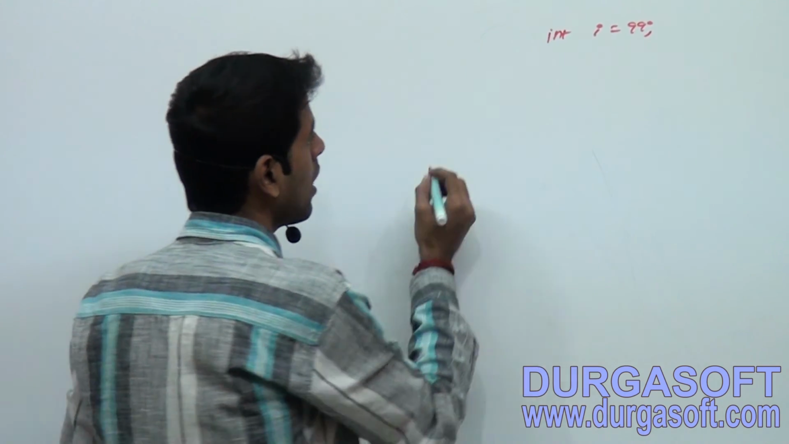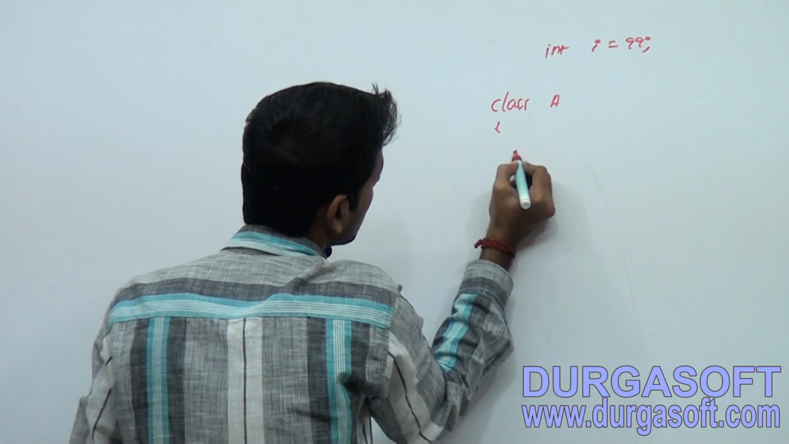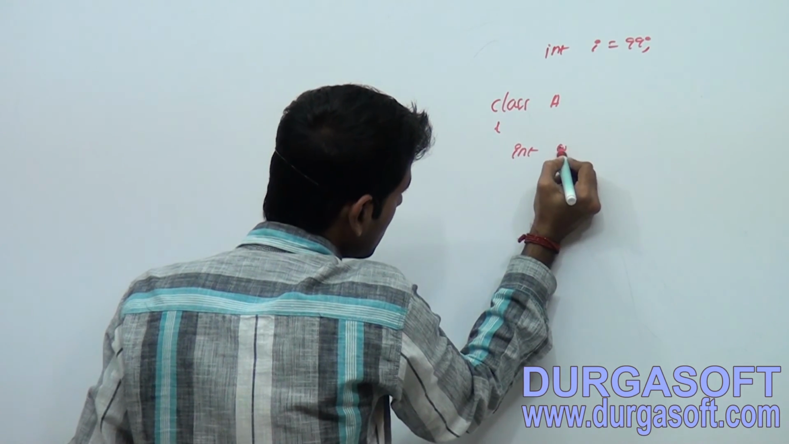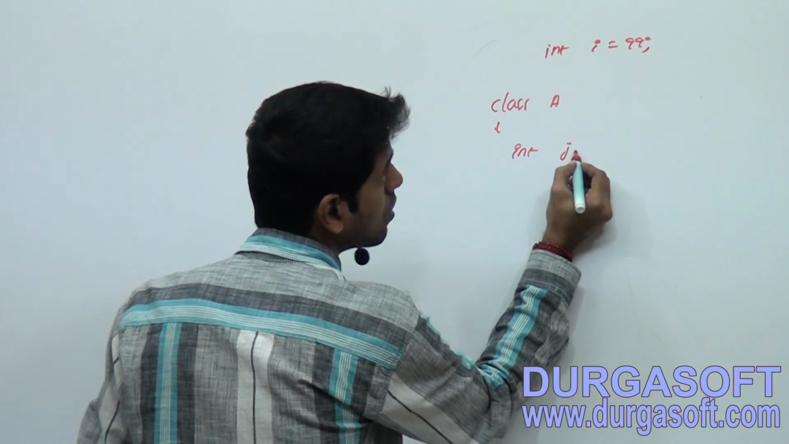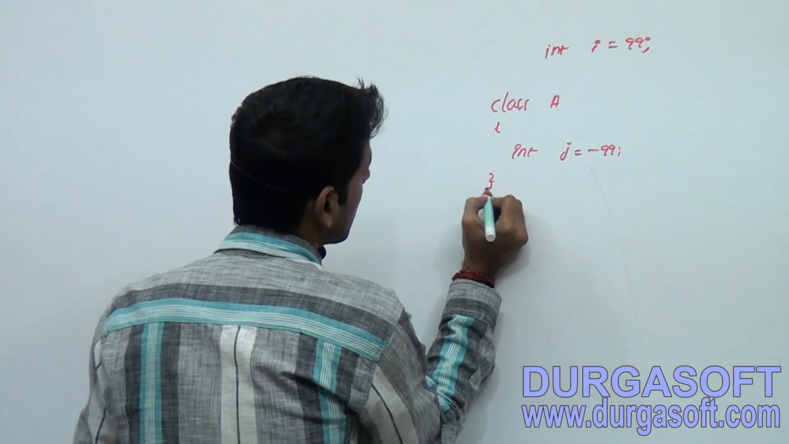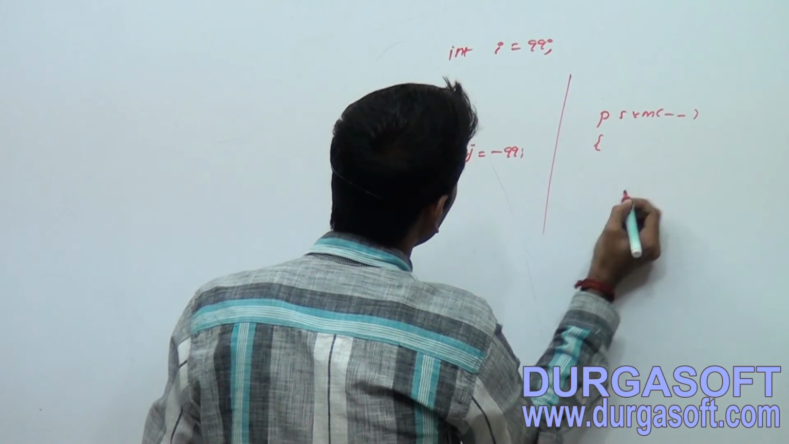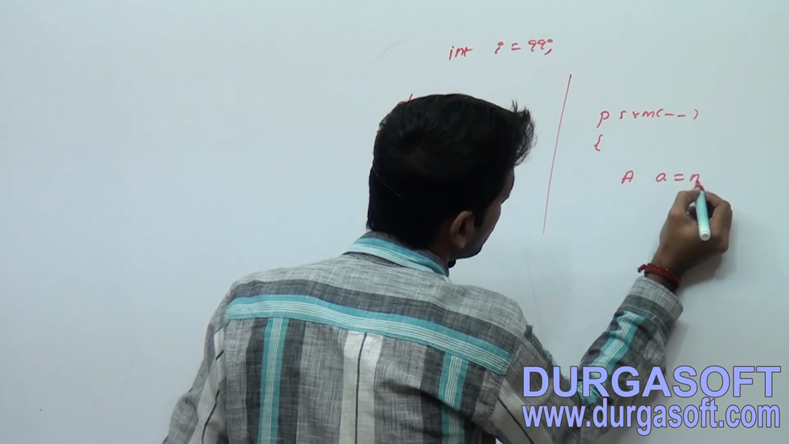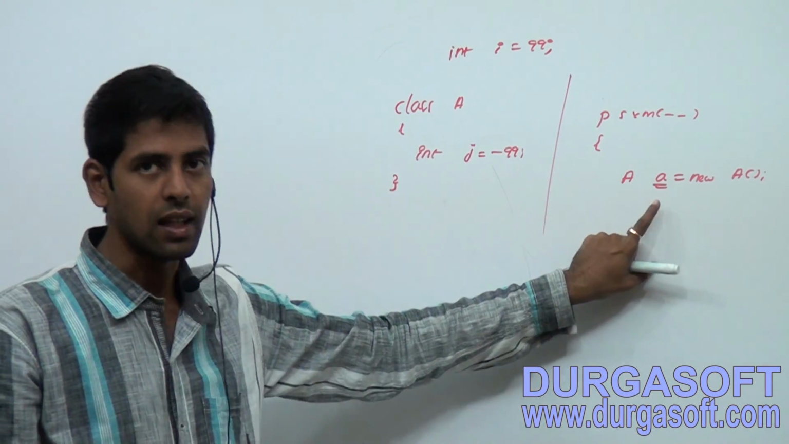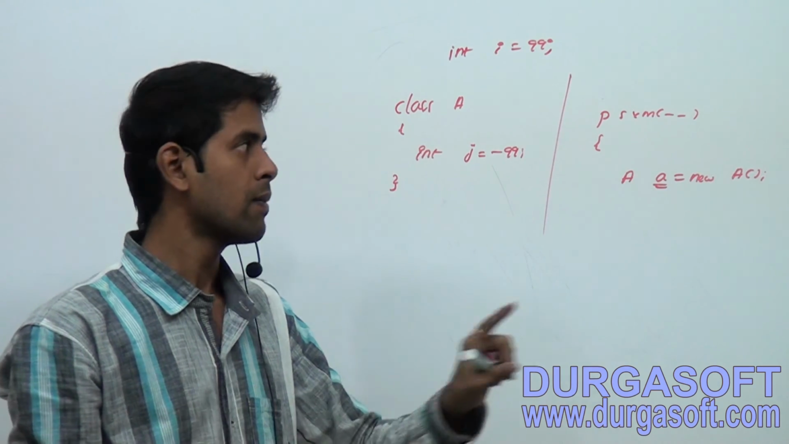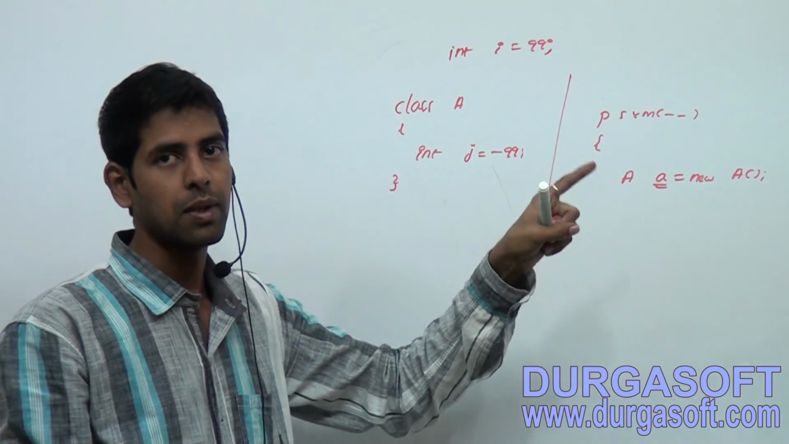Now I want to create a user defined data type. Observe here, class A, with int j equals to minus 9. Now in one of the other classes, within the main method, if I write the statement a = new A(), what is a's type? a is a reference variable. Small a is a variable of type capital A.